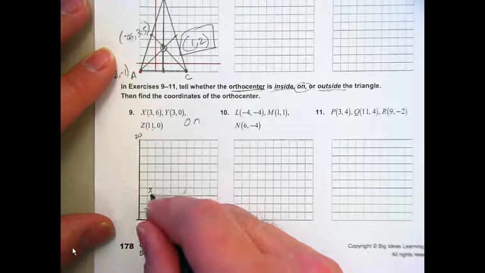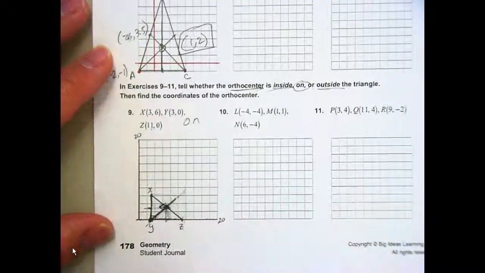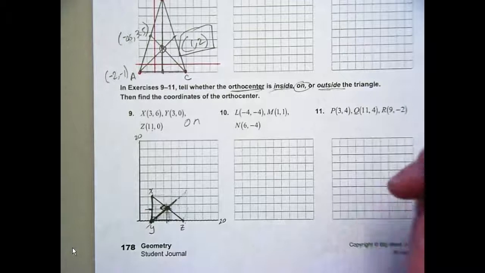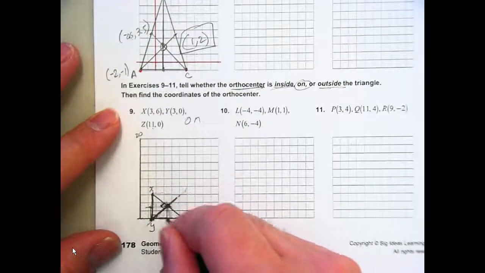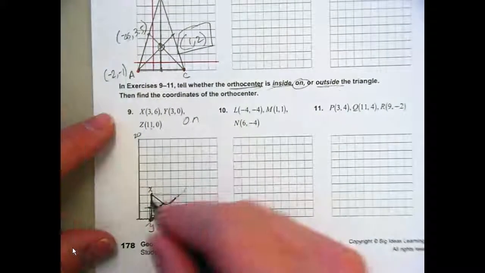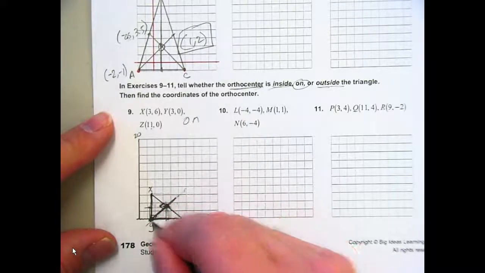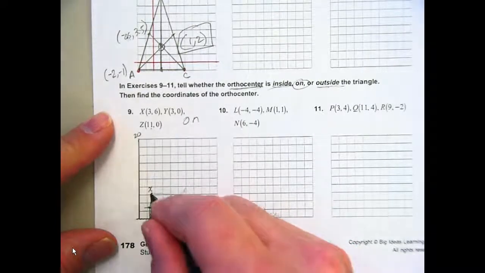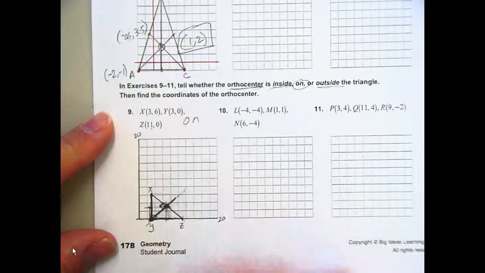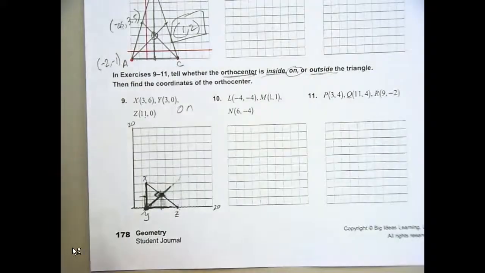Yeah, that's a good point. You need to find the altitude for the orthocenter. So I had the wrong right angle. But it still lies on it, right? It's going to lie right here. Because this hits here, this hits here. And if it's obtuse, that altitude lies on the outside. Right? Okay, so make a note of that.